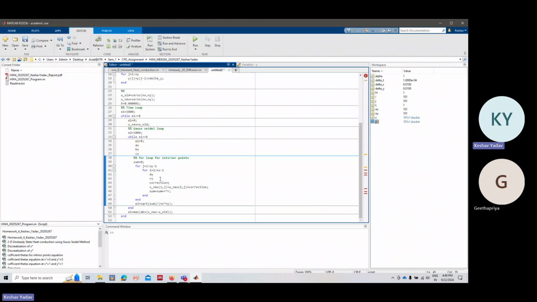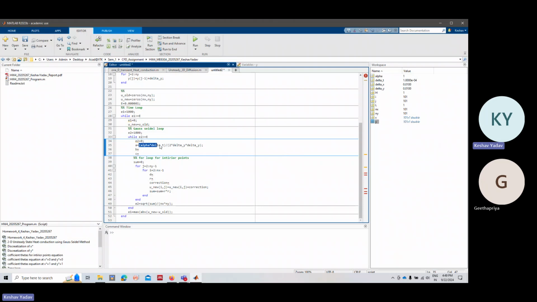So A is what? Alpha multiplied by delta T divided by 2 multiplied by delta Y multiplied by delta Y. Okay, so this is my A.